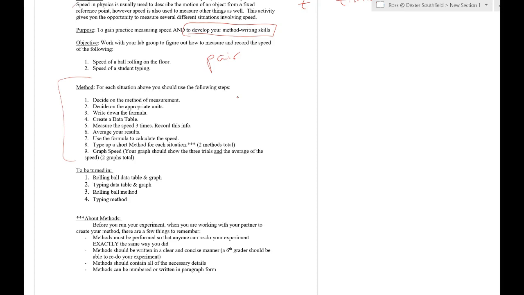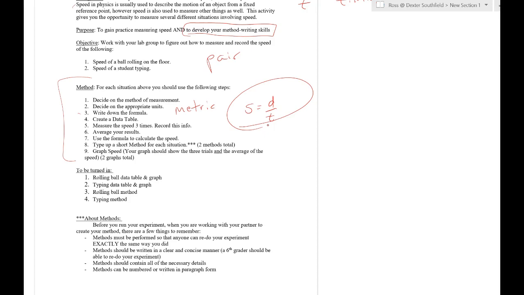Decide on the appropriate units. Remember, we always use metric units. And write down the formula for speed. Obviously, we already know what that is, S equals D over T, but the reason that step 3 is in here is just to remind you to be paying attention to this.